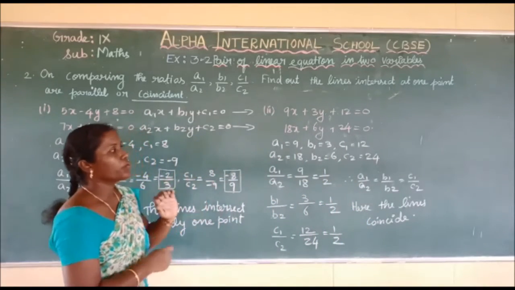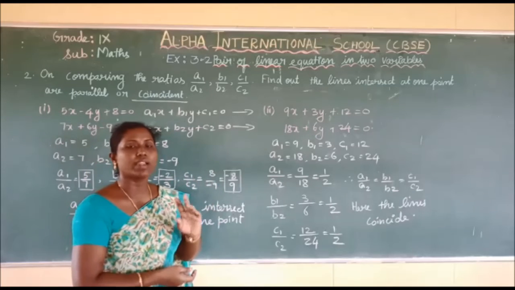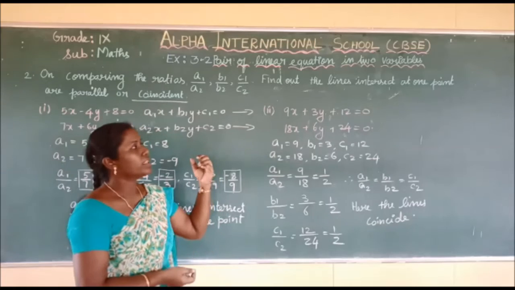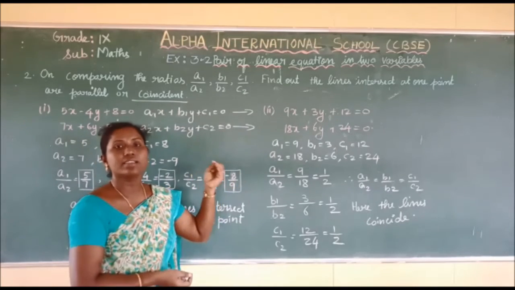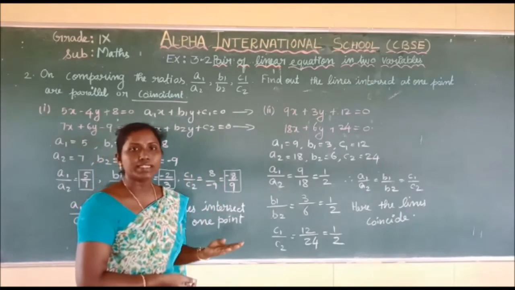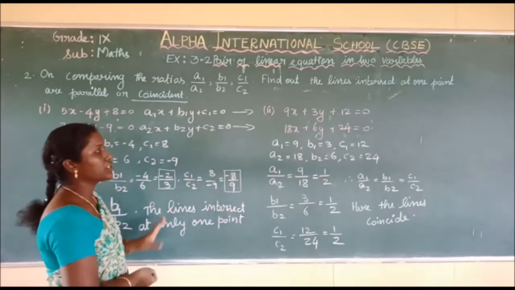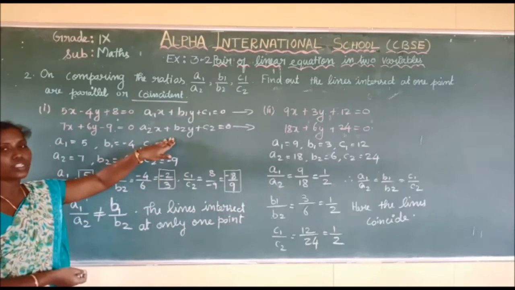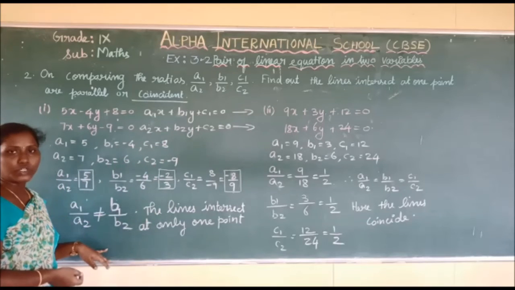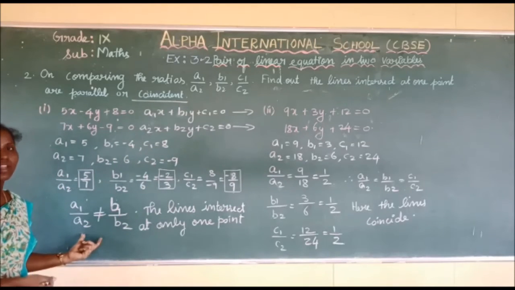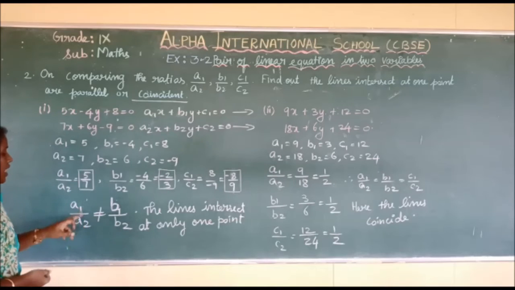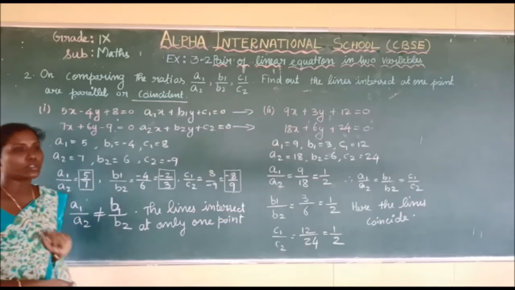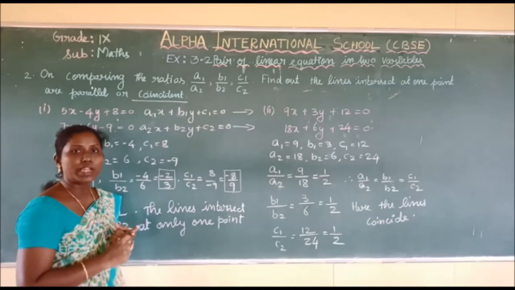So whatever two equations are given, if you want to analyze the type of lines using the ratios, whether they are intersecting lines, parallel lines, or coincident lines, just follow this same method. Identify the coefficients by comparing with the general equation and compare the ratios. We have only three categories. One is A1 by A2 not equal to B1 by B2. That means it has exactly one solution, and the lines intersect at only one point.